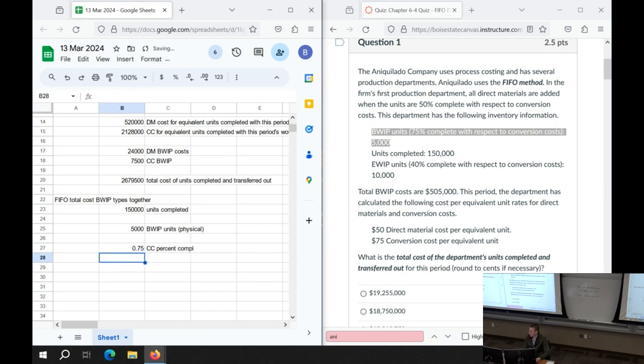And what percent complete are they with respect to direct materials? 100. I saw somebody say 100. Yeah, because this 75% is past the threshold, which means all direct materials have been added to these 5,000. So 100% direct materials percent complete.